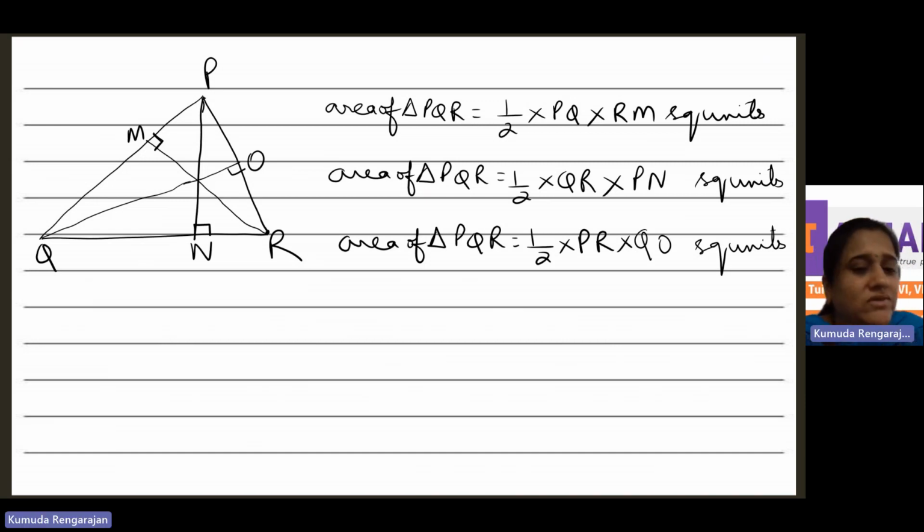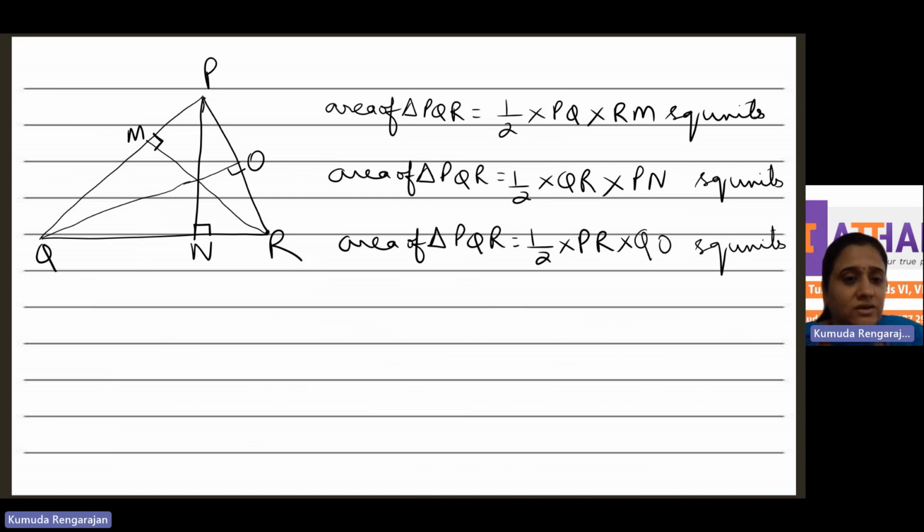Okay, one by one. You tell me, Avanish. Now tell me the altitude on PQ. Tell me the altitude on QR. PN. The altitude on PR. Okay, Navneet. Altitude on QR. PN. Altitude on PR. Q. Altitude on PQ. RM.